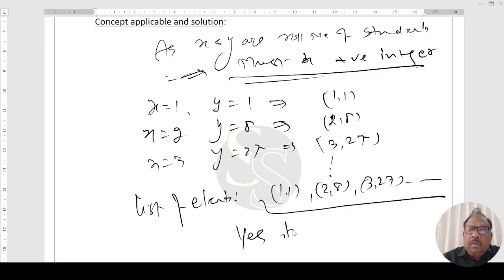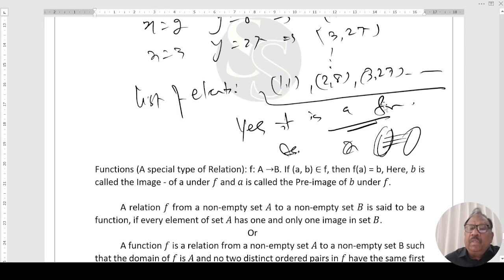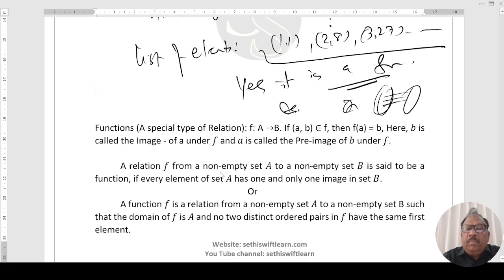Yes, it is a function, as every element of x has a unique image in y. What is the definition? A relation from A to B is a function if every element of set A has only one image in set B. There should be one image only, meaning repetition should not be there. 1, 8, 27 like this. Therefore, it is a function.